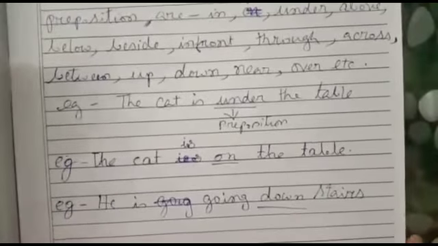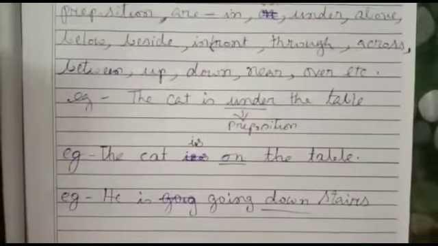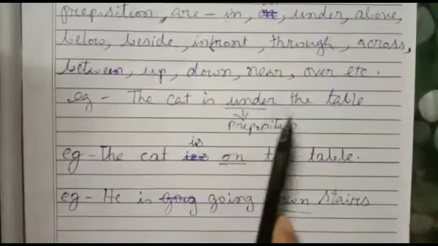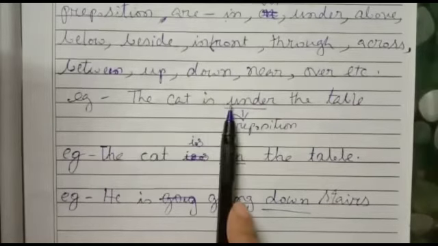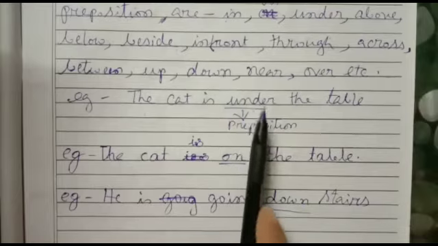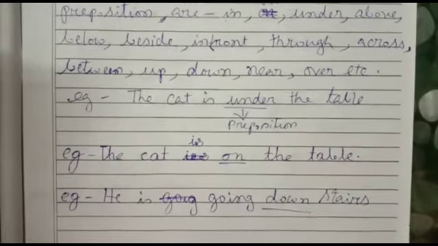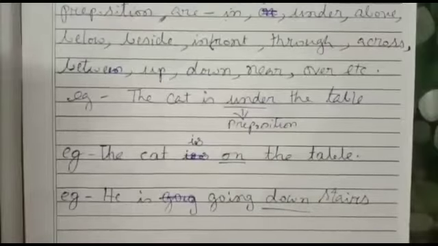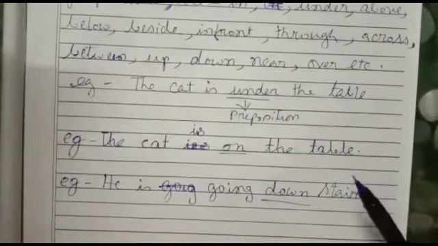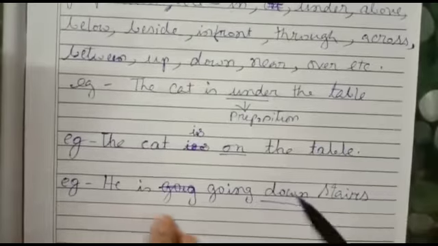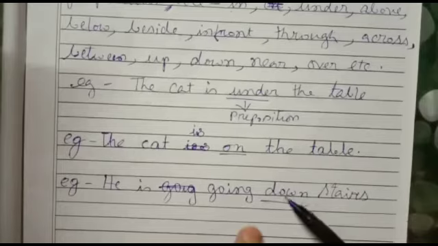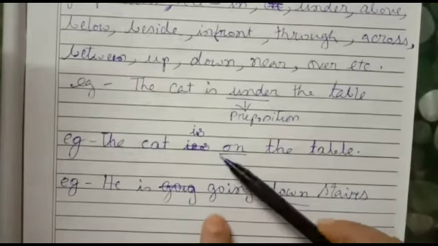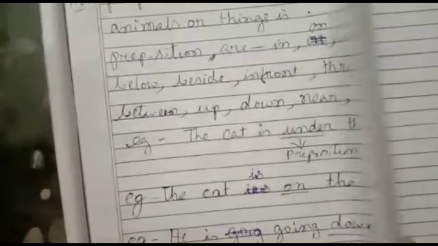Okay. You see one example. The cat is under the table. Here under is what? Preposition. Under is what? Preposition. The cat is on the table. He is going downstairs. Down is what? Preposition. Here on is preposition. Okay. Have you understand what is preposition?